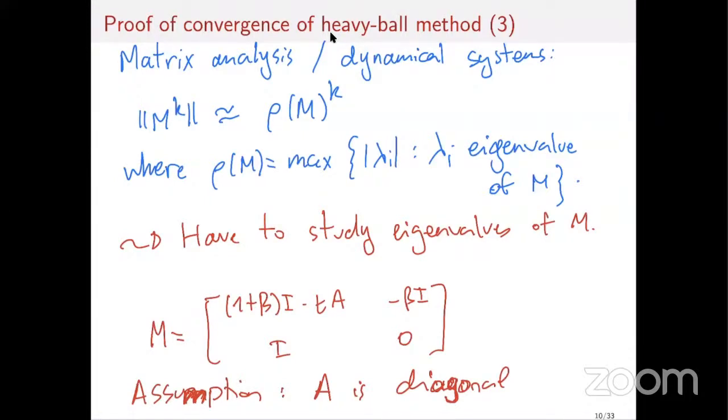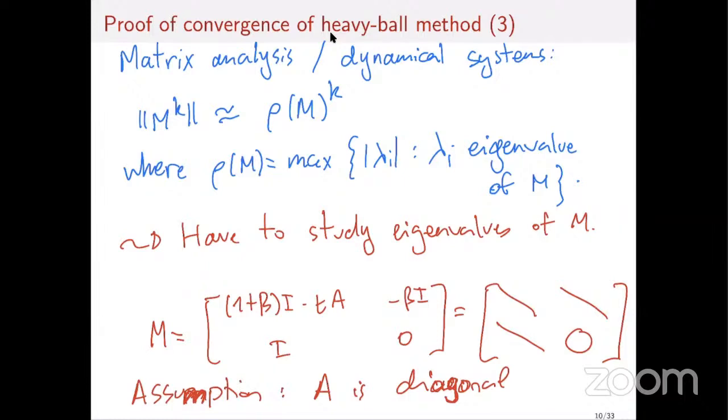So now, if we assume that A is a diagonal matrix, we can have a look at what this matrix is going to look like. This matrix is defined by blocks. The identity matrix is obviously a diagonal matrix, so (1 plus beta) identity minus T A is a diagonal matrix on the first block here. Then I have a diagonal matrix, minus beta identity, and 0. So each block here is a diagonal matrix except the bottom right block, which is a 0 matrix.